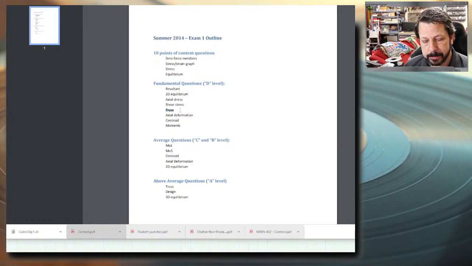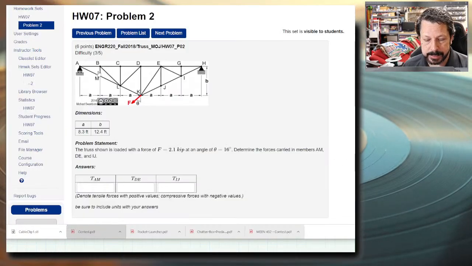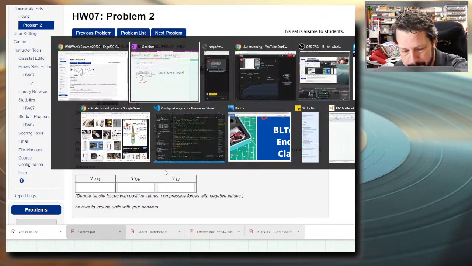The one here at the fundamental question level probably doesn't have you find reactions, and it's probably, you draw one method of joint somewhere and solve the truss piece that you're interested in. I would say this is average level, but it's on the tough average side. And you would only be solving one of these things. You wouldn't solve for AM, DE, and IJ. It would only be one of them.